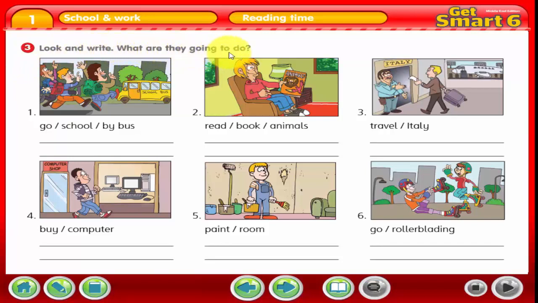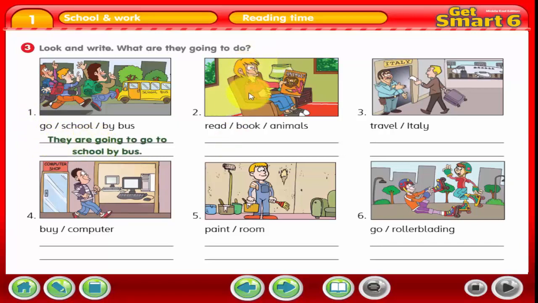What are they going to do? ماذا سيفعل هؤلاء الأشخاص؟ وهذا الستركتشر القاعدة هذه تمرنا عليها أكثر من مرة. Number 1, look at the picture. We have some boys. The word is go, school, by bus. They والفعل المساعد معها are helping verb. و going to, they are going to. والمين verb عندي الفعل الأساسي في الجملة أيضا هو go. They are going to go to school by bus.